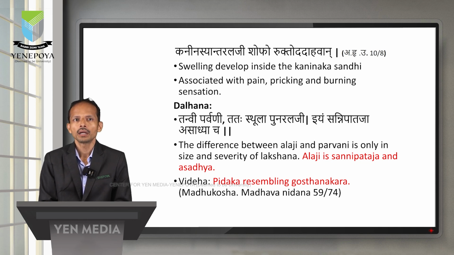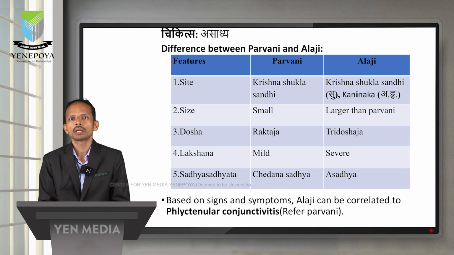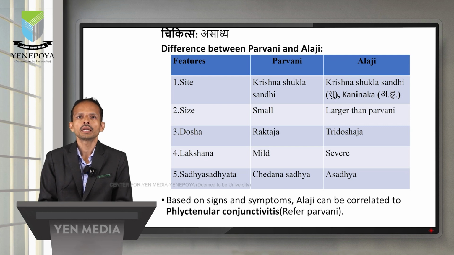As per Dallana in the commentary, Tanvi Parvani Tata Sula Punaralaji Yam Sannipataja Sadhyacha. That means Parvani is thin, whereas the Stula Punaralaji, the severe form, is Alaji. Yam Sannipataja Asadhya Sad, whereas Alaji is a Sannipataja and Asadhya condition. In this chart you can see the difference between Parvani and Alaji. The involved site is Krishna Shuklagata Sandhi in Parvani, and in Alaji it is the same, whereas Ashtanga Hridaya mentions Kaninaka Sandhi. In size, the smaller one is Parvani and the bigger one is Alaji. Dosha is Rakta Doshaja in Parvani and Tridoshaja in Alaji. Lakshana are mild in Parvani and severe in Alaji. In Sadhya Asadhyata, Parvani is Chedana Sadhya, whereas Alaji is Asadhya in nature.